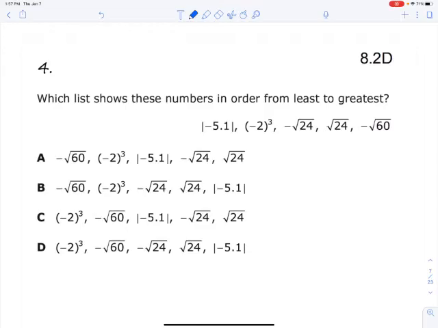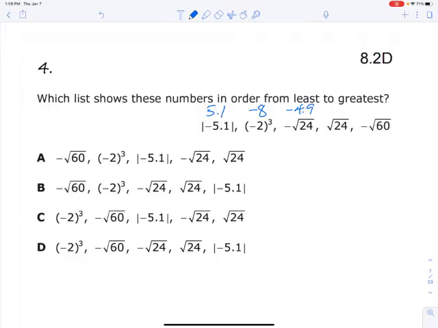So the absolute value of negative 5.1 is actually just 5.1. Okay, so if you type in negative 2 to the third power, you're going to end up with negative 8. The square root of 24 times a negative, which is negative 1, okay, that's going to end up giving you negative 4.9, or in that vicinity. It's negative 4.89, blah, blah, blah, something like that.